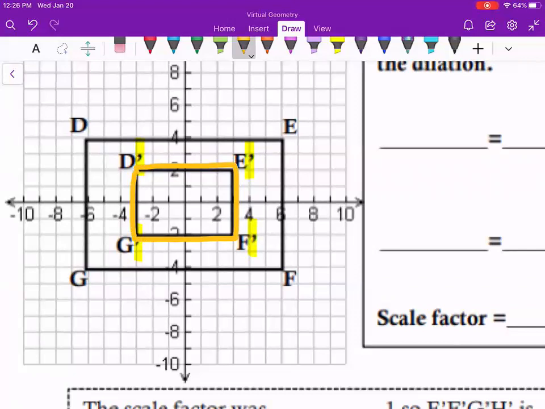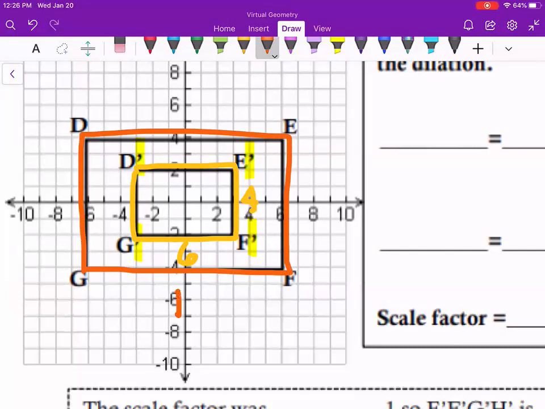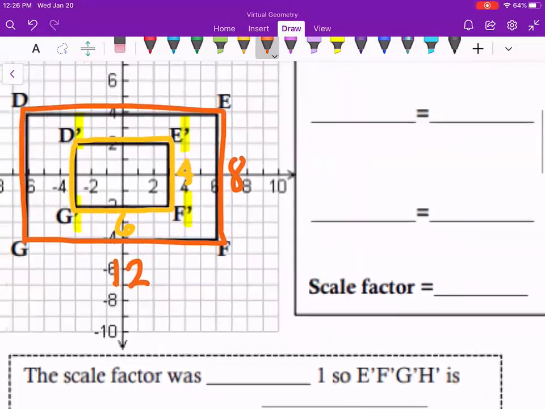So I need to get the measurements of that new figure. So we've got 6 going across. I'm actually going to write this on the bottom. I think I've got a little more space down there. And then it is 4 high. So when I get to make my scale factor, I want the 6 and the 4 on top because they're from the new shape. Let's do the same thing for the original one. All right, for my original one is 12 across and 8 tall. And again, I'm getting these numbers by just counting across the units, counting those squares. How many squares across, how many squares tall?